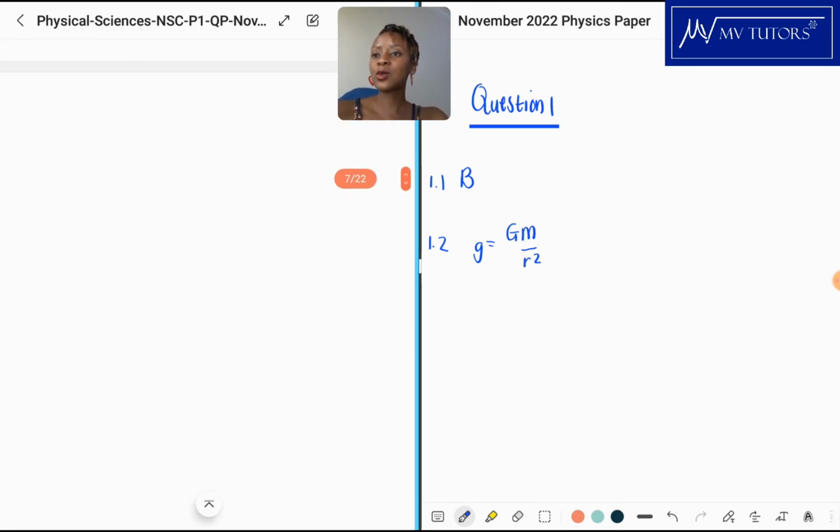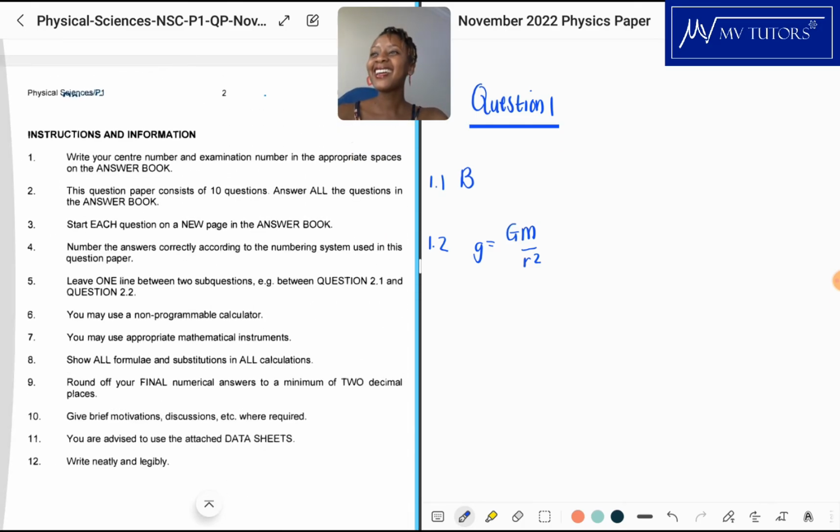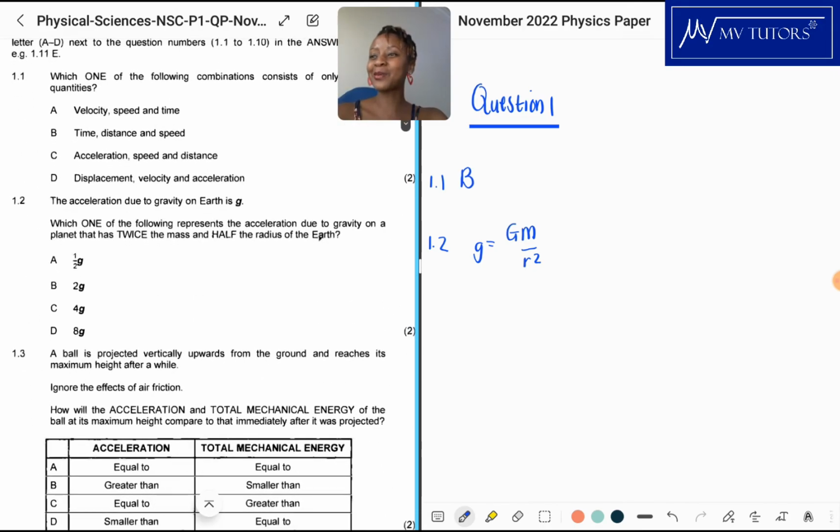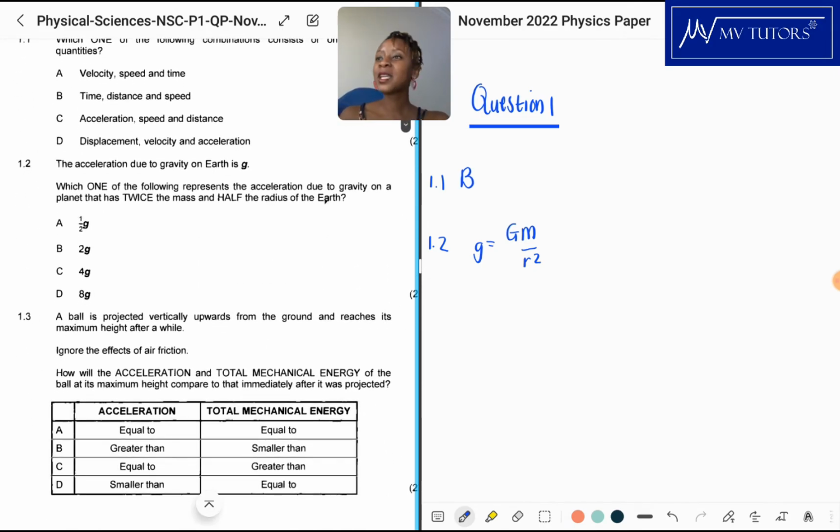Also don't fool yourself into thinking you remember everything. If you do need to go back and check the formulas, please do so. So that is the one on Earth. That is just g, which is 9.8 meters per second squared. Now let's have a look at what the question says. Which one of the following represents the acceleration due to gravity on a planet that has twice the mass and half the radius?